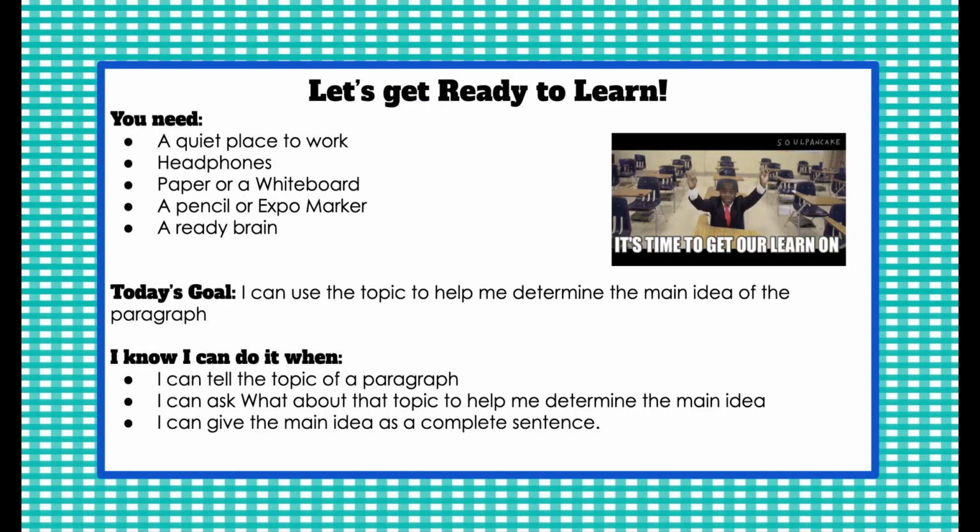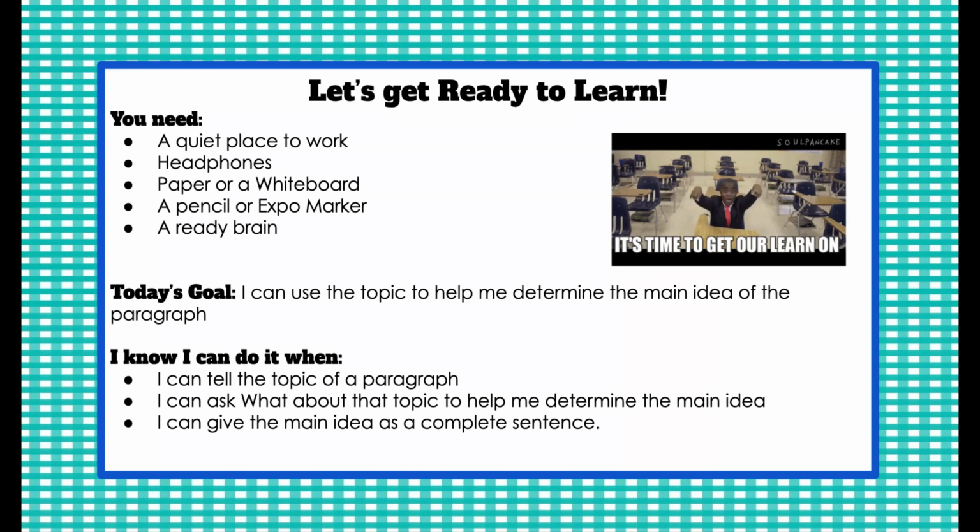Before we go, we need a quiet place to work. We need some headphones so we don't disrupt anyone around us, or a place away from others. You're going to need to write some things down, so you need paper or a whiteboard to write on, and you need a pencil or an expo marker to write with. Last, you need a ready brain.